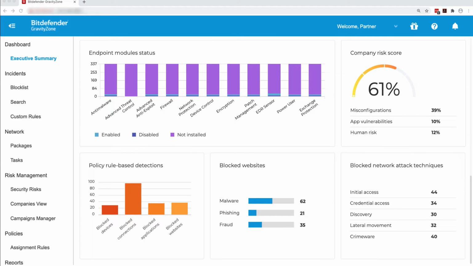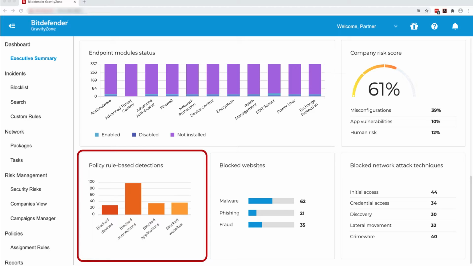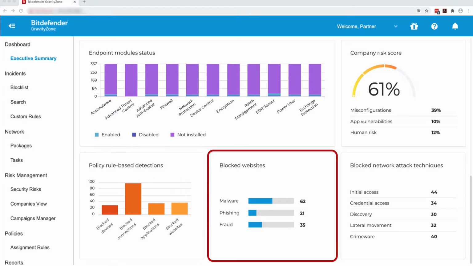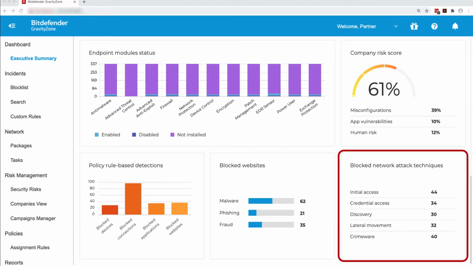Rounding out the displays, we see a breakdown of detections based on policy rule violations, blocked devices, connections, applications, and websites, followed by a further breakdown of blocked websites showing how many are hosting malware, phishing, fraud, and other undesirable content. And finally, the executive summary summarizes the blocked network attack techniques, showing at which stage of the attack kill chain Bitdefender stepped in to defeat the attack.